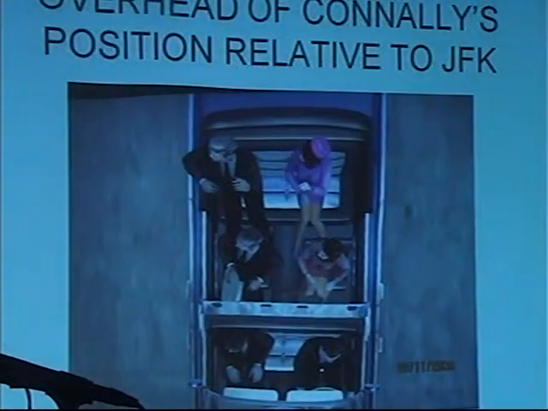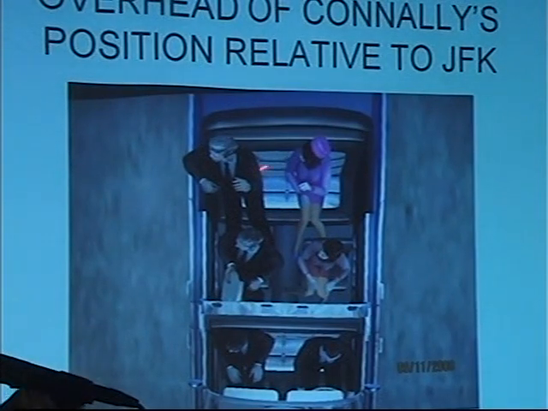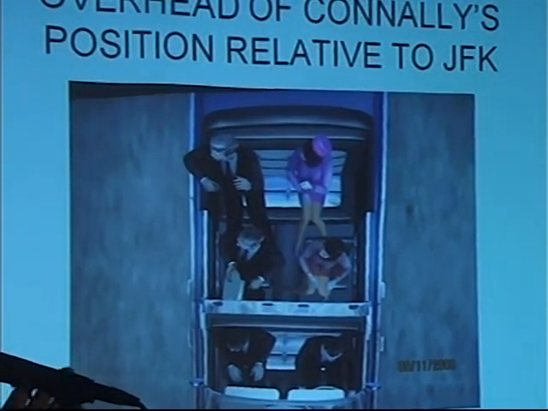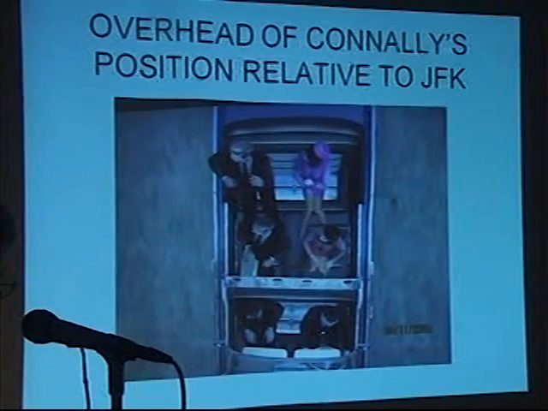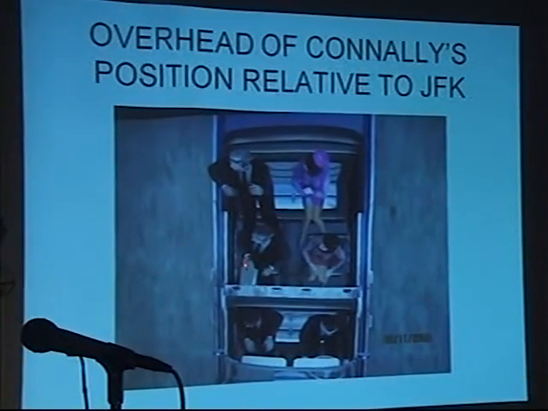Next. This is the overhead position. None of these positions are exactly right, but you get the general idea. Connolly is inboard from Kennedy, and you notice he's holding a Stetson hat.